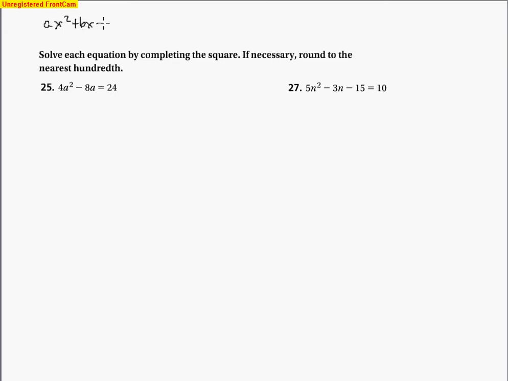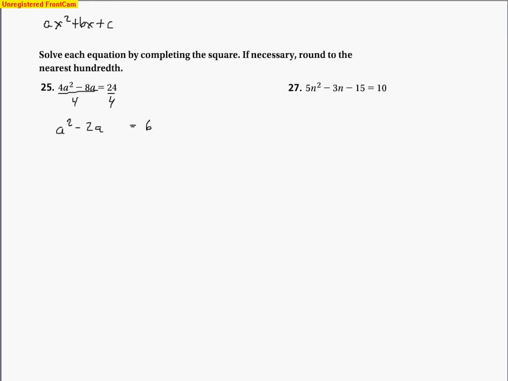So when I call it the a term, I'm talking about the number in front of the x squared value. The first thing we're going to do is get rid of that a squared term. We're going to divide by 4 on both sides. When I do that, I'm left with a squared minus 2a equals 6. Now, I'm going to leave a little bit of a gap between the equal sign and that negative 2a, because I have to add a term there.